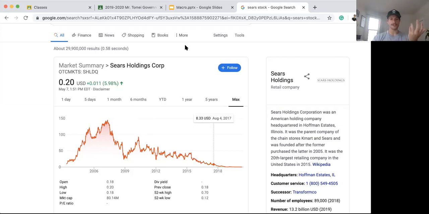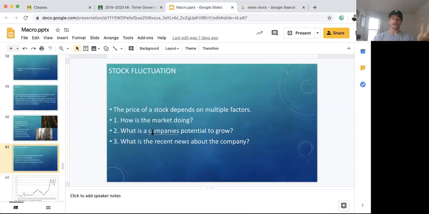And that's because if we're looking at the company's potential to grow, no one's going to Sears. The days of people going to the malls and buying things like that are done, especially with the coronavirus. Sears is in a lot of trouble. So that's when you look at companies' potential to grow.